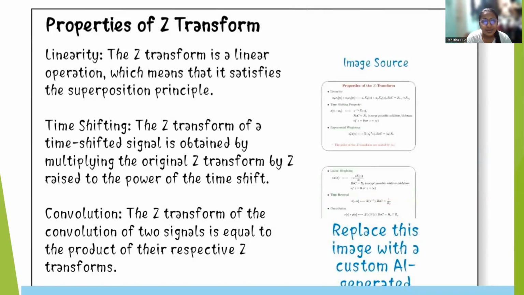Properties of the Z transform: linearity. The Z transform is a linear operation, which means that it satisfies the superposition principle. Time shifting. The Z transform of a time shifted signal is obtained by multiplying the original Z transform by z raised to the power of the time shift. Convolution. The Z transform of the convolution of two signals is equal to the product of their respective Z transforms.